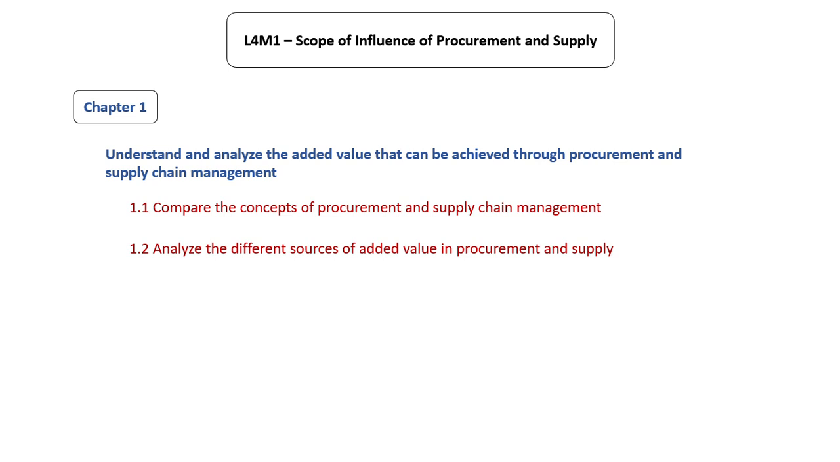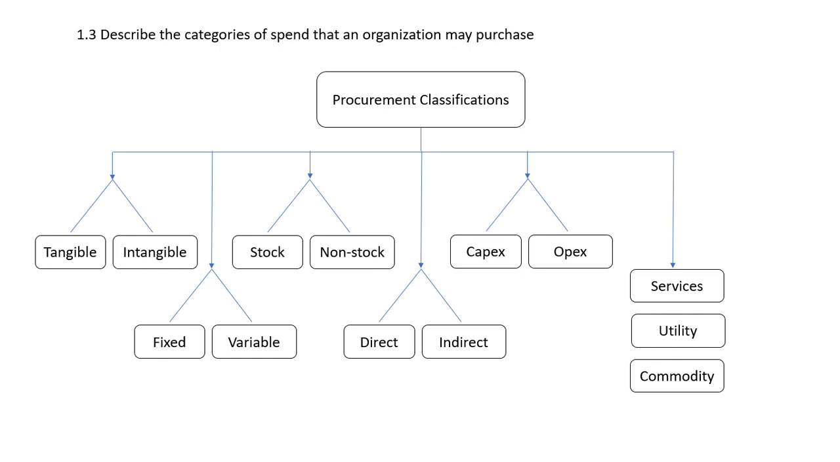We are still explaining the first book of L4M1, Scope of Influence of Procurement and Supply. In the previous lectures we finished explaining Chapter 1, Understand and Analyze the Added Value that can be achieved through procurement and supply chain management. We explained 1.1, Compare the concepts of procurement and supply chain management. Then 1.2, Analyze the different sources of added value in procurement and supply. Today we will continue with 1.3, Describe the categories of spend that an organization may purchase.